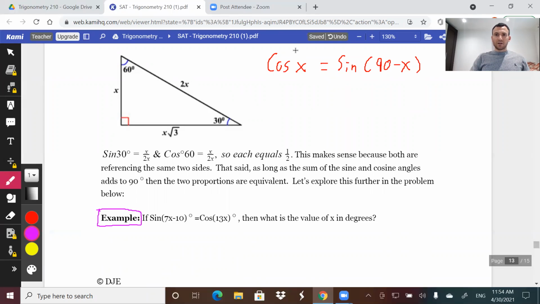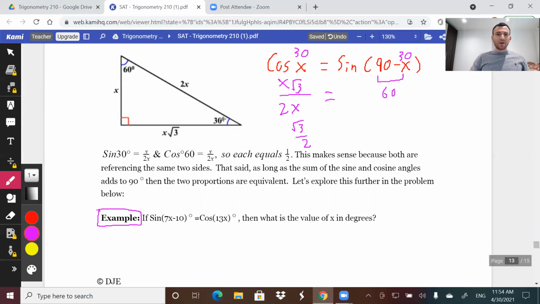Let's make sense of this. So let's pretend x is 30, okay? And we'll use this triangle. So if x is 30, cos x is going to be x root 3 adjacent over hypotenuse 2x. That simplifies to root 3 over 2. Okay, well, sine 90 minus x, well, 90 minus 30 is 60. So literally, if the angle measurements of these two add up to 90, then on a triangle they would just be the different angles other than the 90-degree angle.